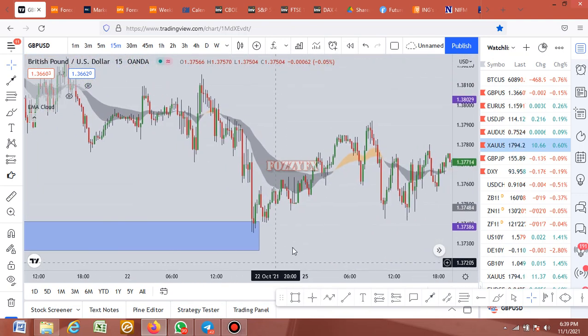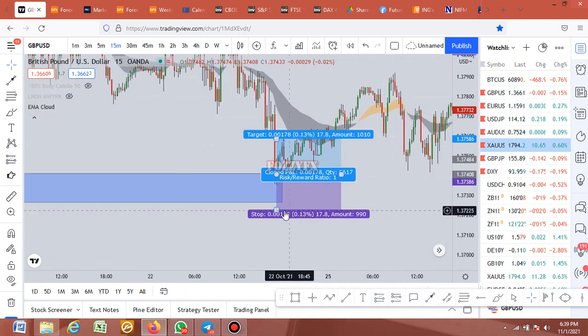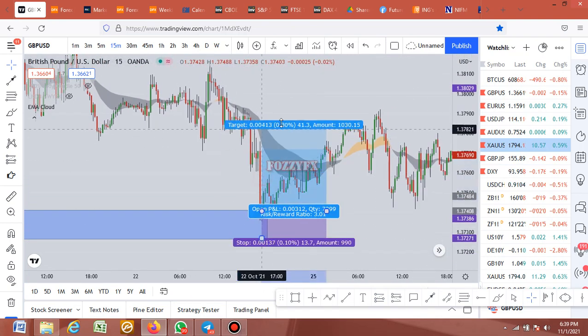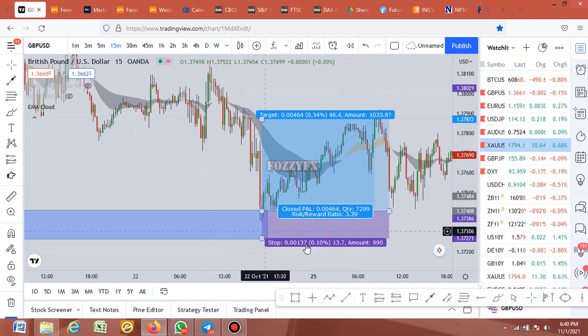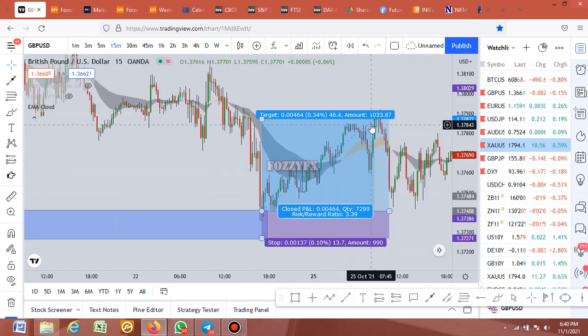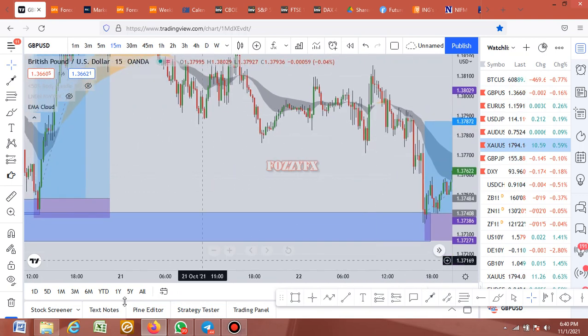So imagine you just focused on this strategy. You will just know specifically which area you should be focusing on. Of course, you still want to frame up your ideas on some other things too. So you had a 1 to 3 here, even though you had a 13 pip stop. You're still able to hit a 46 pip profit target here.